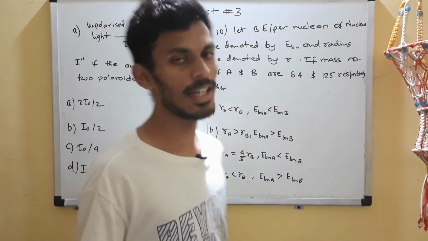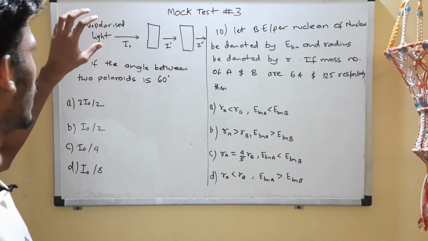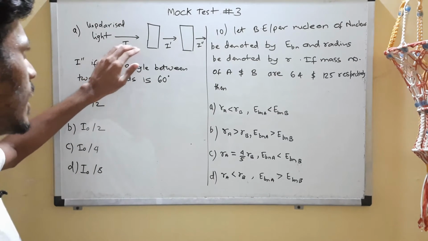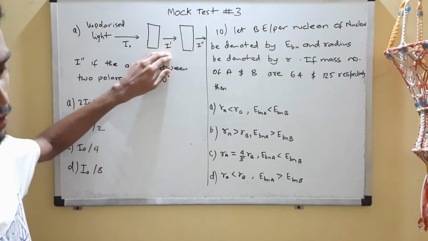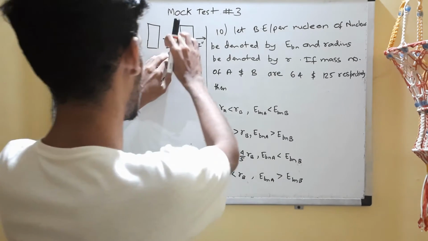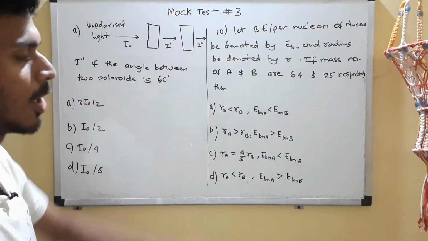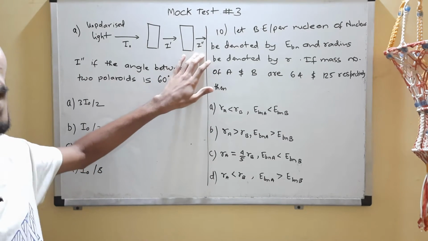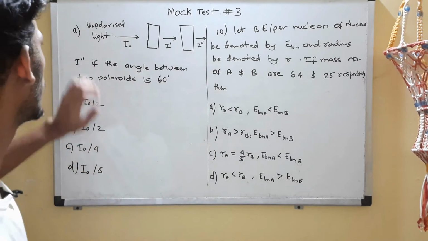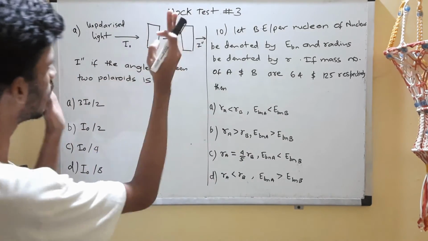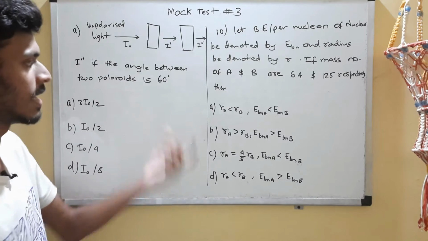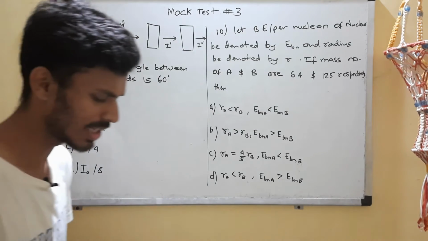So question 9 and 10 over here. In question 9, we have an unpolarized light of intensity I naught passing through the first polaroid. Its intensity becomes I dash. Then this light will pass through the second polaroid, and finally the intensity becomes I double dash. You are supposed to find the value of I double dash if the angle between the pass axis of the two polaroids is 60 degrees. Okay, it's quite simple.